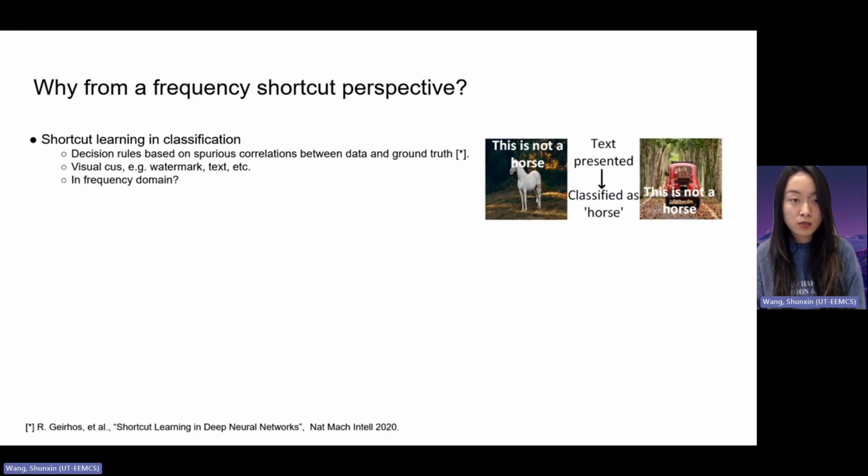They could be visual cues, such as the text appearing in the figures, which is the most distinctive feature for classifying a horse. So, this makes us wonder, is there similar behavior in the frequency domain?